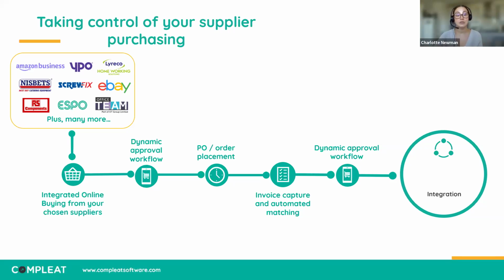So Complete can integrate with your online suppliers, including Amazon Business, Lyreco, Screwfix, eBay, and over 50 other supplier websites. And this is a list that continues to grow. And this functionality automatically captures your online basket into a purchase request for instant visibility to your business and saves a huge amount of time. Purchase requests can then be approved prior to order completion with the supplier, and then your finance team will benefit from automated invoice matching rates of up to 90%.